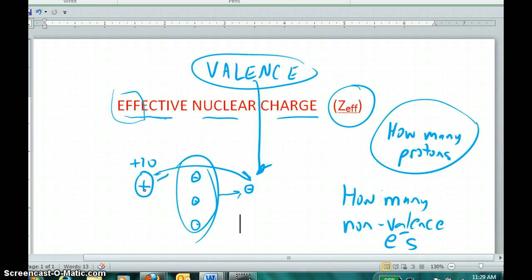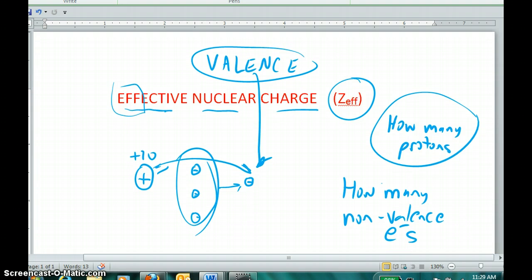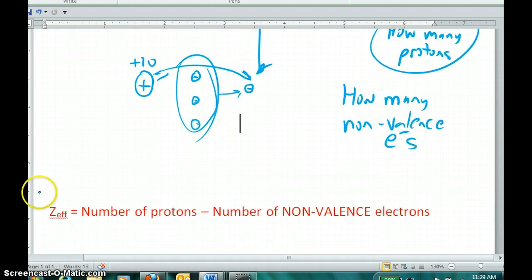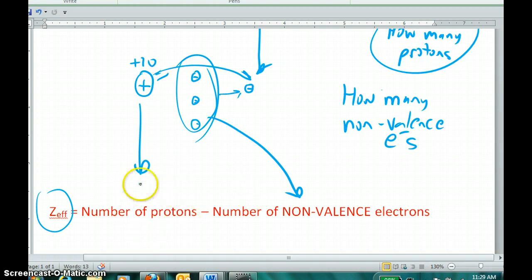So to calculate an effective nuclear charge is pretty simple. We can even think of it in terms of an equation. If you know how many protons there are in the nucleus, then you know what the positive pull on the valence electrons would be. Likewise, if you knew how many non-valence electrons were blocking that pull, you could reduce the effect by that number of electrons. We call these sometimes shielding electrons because that's what they're doing. They're literally shielding the nucleus from the valence electrons.